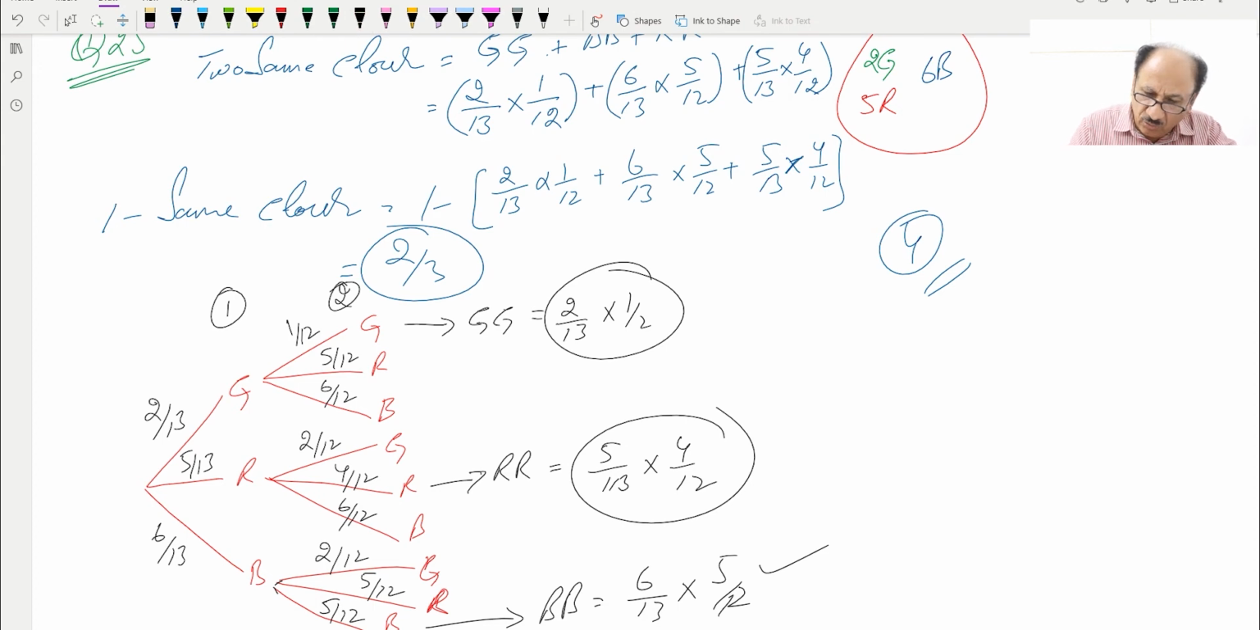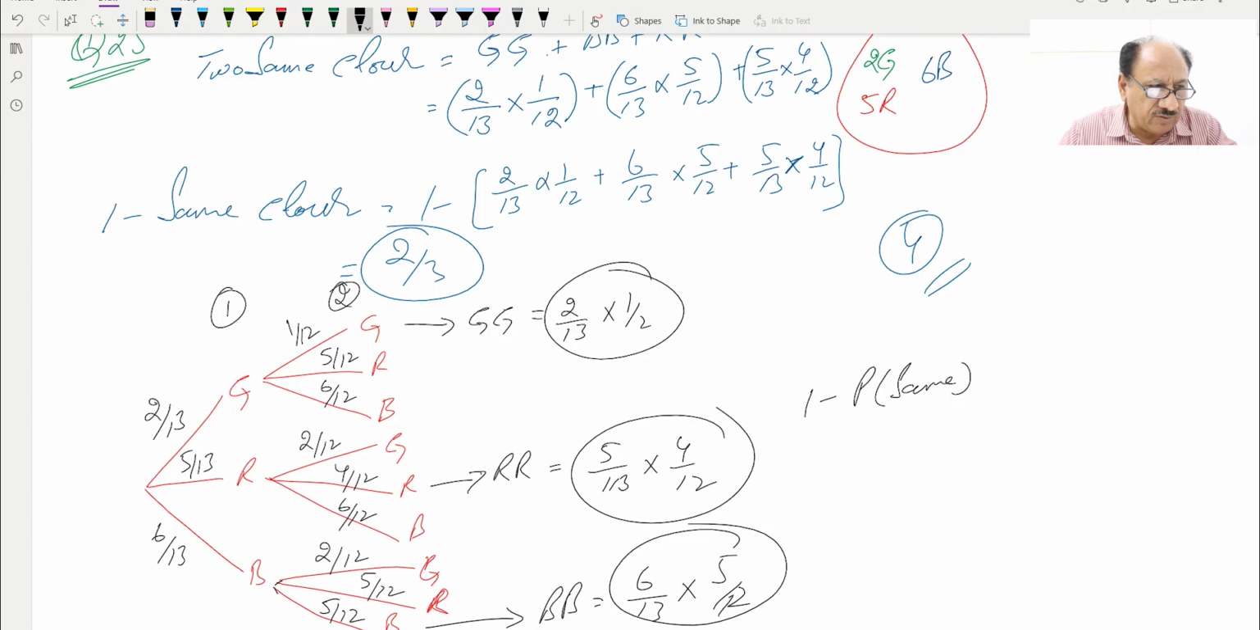So this is how by tree diagram also you can take these probabilities, and then 1 minus, the complement, you can get 1 minus probability of same. You are taking 1 minus probability of same. This is how we are solving, and this is by the use of the tree diagram, which I have explained to you. Hopefully you understood this.